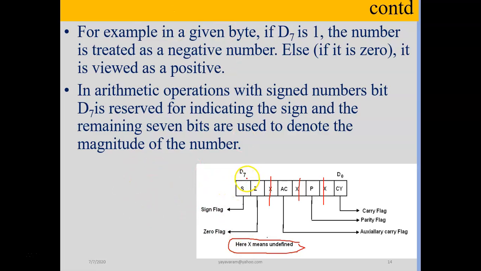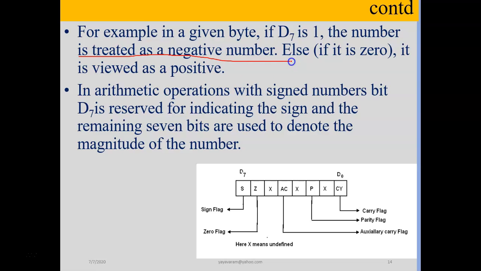Last bit. Here you can see this is D7, D0, D1, D2. Remember, in digital it won't start with 1, it always starts with D0, D1, D2, D3, D4, D5, D6, D7. D7 is actually the 8th bit, that is the MSB also. So when you consider this D7, if it is 1, the number is treated as a negative number, very, very important in a signed number system.